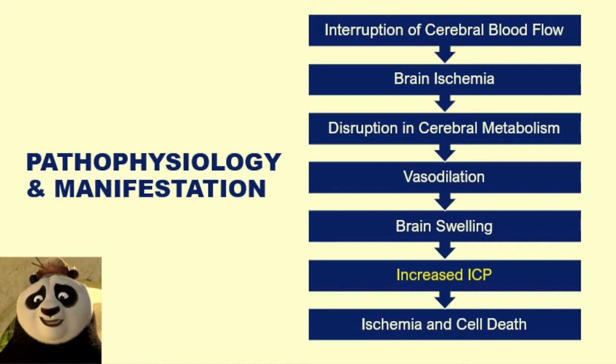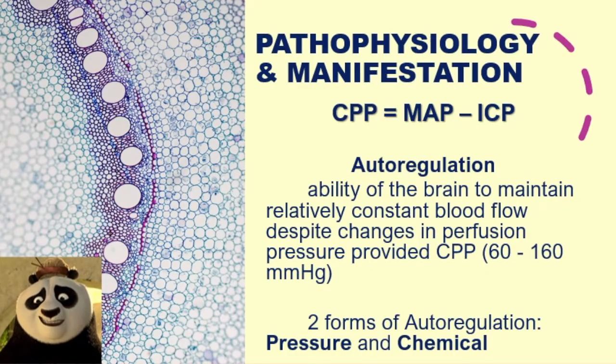Now, vasodilation seems to be a compensatory mechanism for the blood flow towards the brain to improve. Because of vasodilation, there could be brain swelling. Once the brain is already swelling, there could be an increase in the ICP, or your intracranial pressure. If this increase in ICP is not addressed, this would further the ischemia and would result in cell death. Let's talk about your CPP.